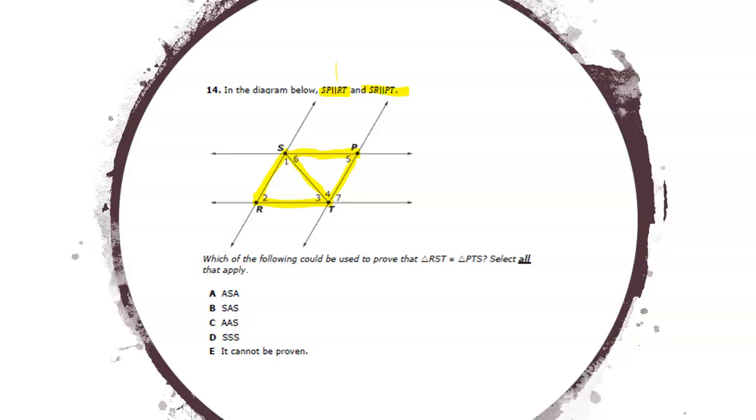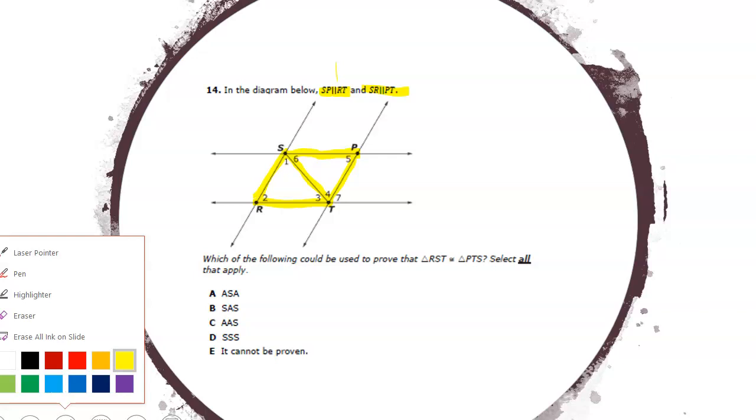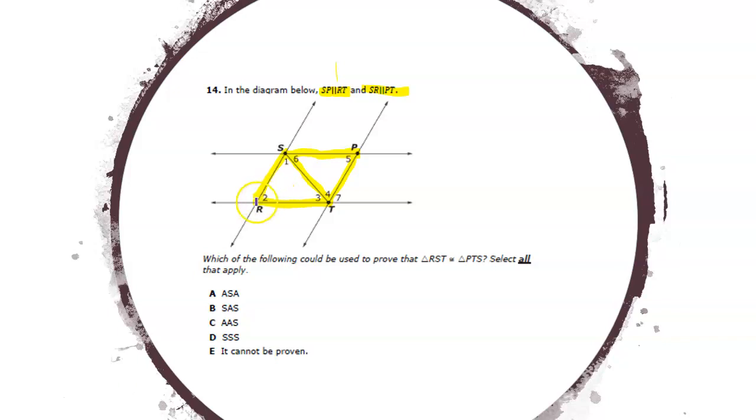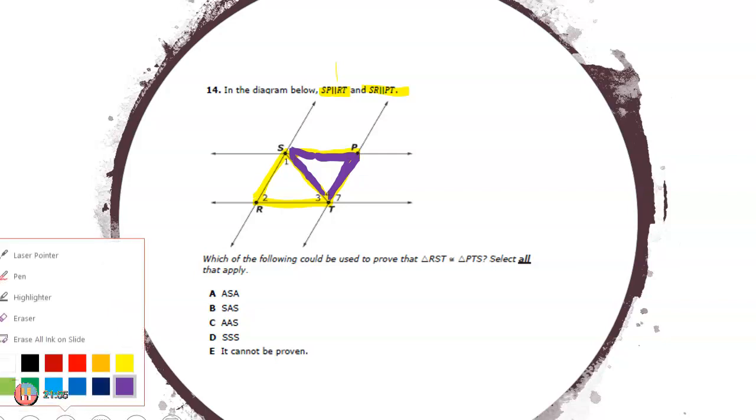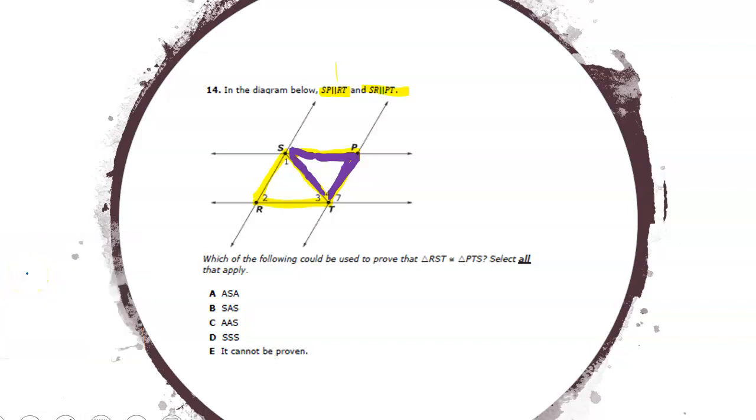Okay, so which of the following could be used to prove that triangle RST, so R to S to T, and then PTS would be P to T and then to S. Okay, so we have two triangles there, the yellow one and the purple one, and they're sharing one side. And we need to prove that they are congruent.